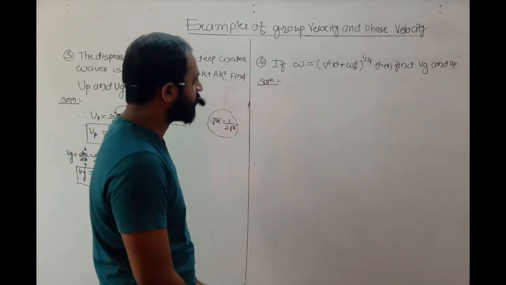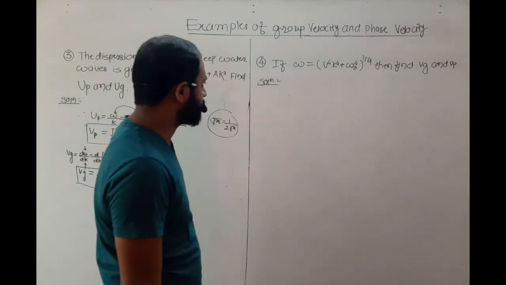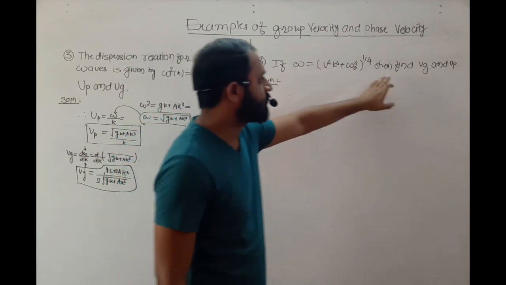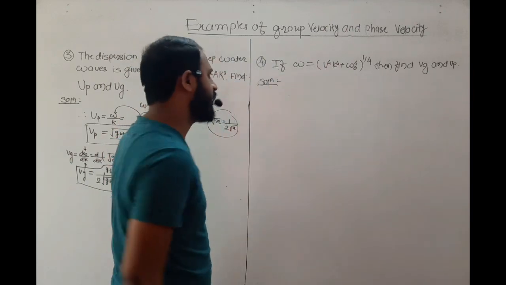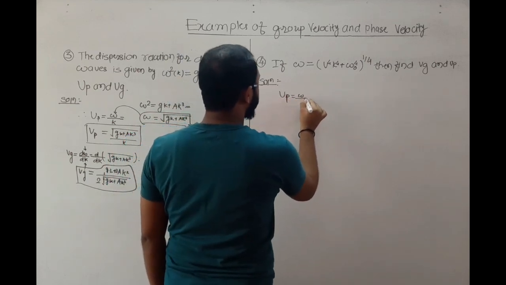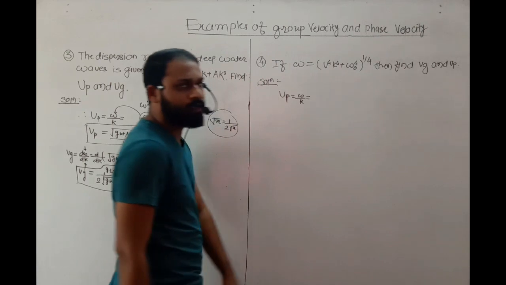Struggle करना है जब तक एग्जाम नहीं रहता. देखिए, now the fourth problem. If omega is this much, then find the group and phase velocity again. Therefore, Vp equals to how many? Omega by k. They have given directly omega.